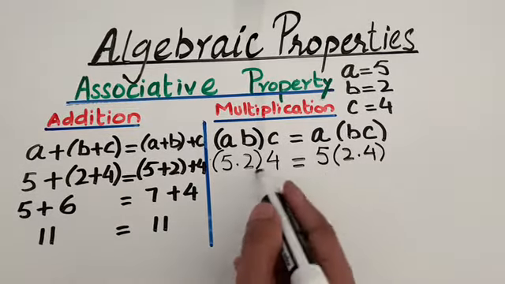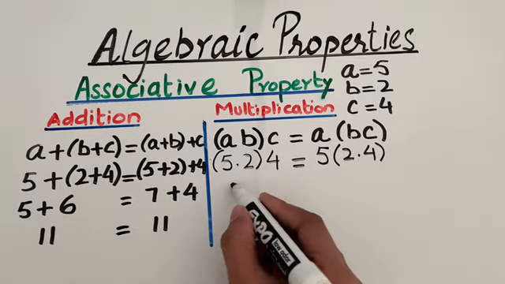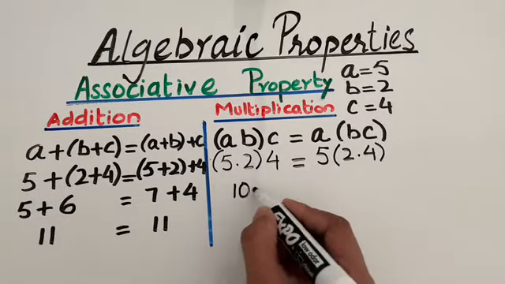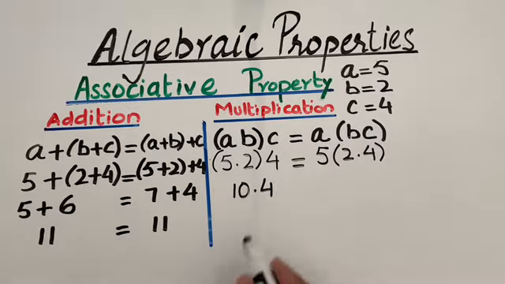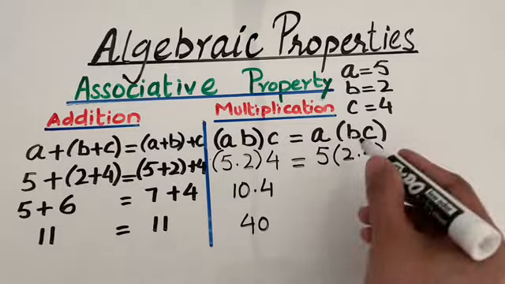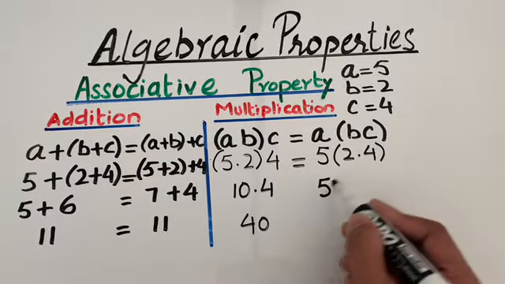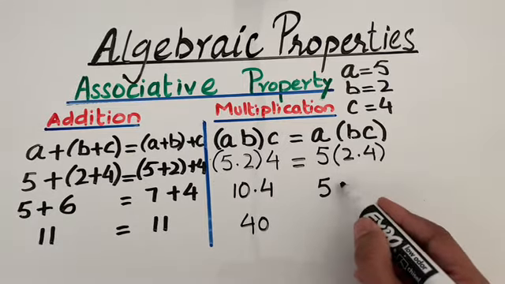Let's solve this side of the equation first. 5 times 2 is 10. 10 times 4 is 40. Let's see what the result will be here. So we'll solve the parentheses first. 2 times 4 is 8.